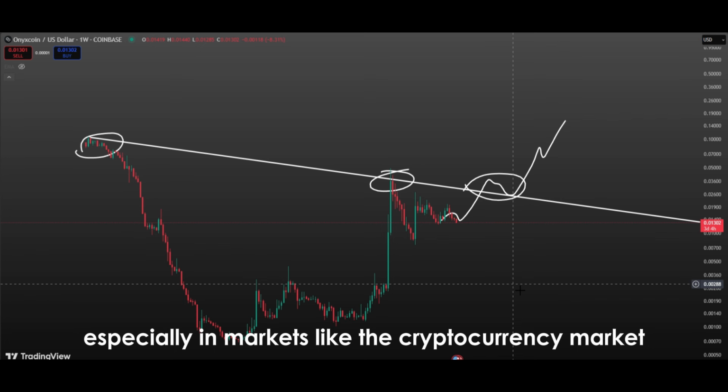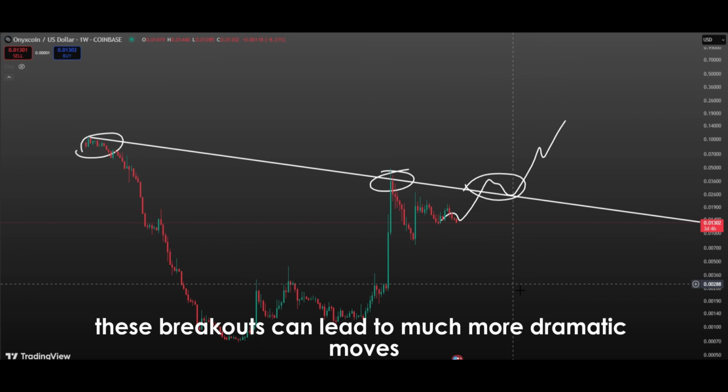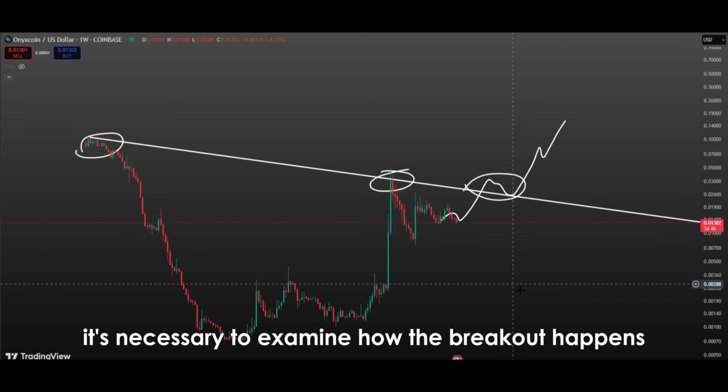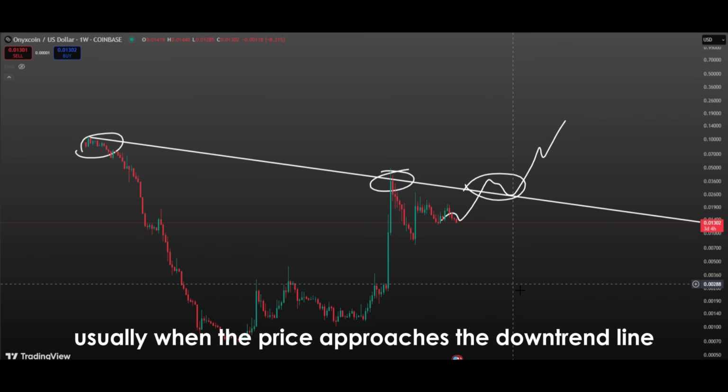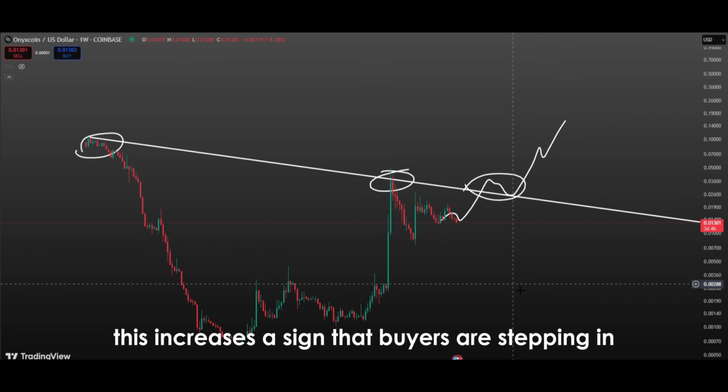Especially in markets like the cryptocurrency market, where liquidity can be lower at times, these breakouts can lead to much more dramatic moves. To understand this process more clearly, it's necessary to examine how the breakout happens. Usually when the price approaches the downtrend line, trading volume begins to increase. This increase is a sign that buyers are stepping in.